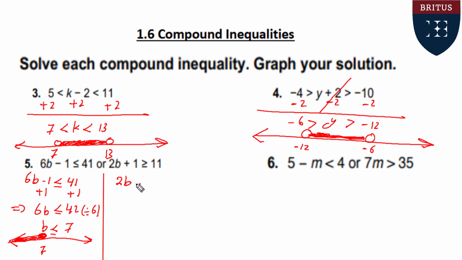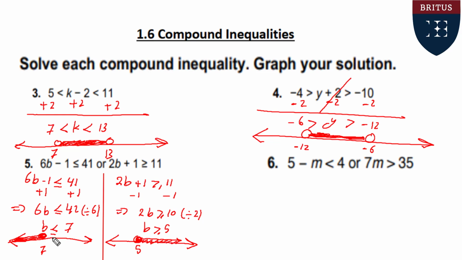So shade all the real numbers to the left of 7. Next, 2b plus 1 is greater than or equal to 11. Just subtract 1. We get 2b is greater than or equal to 10. Divide both sides by 2. Now b is greater than or equal to 5. Don't forget the equal sign, guys, in the main question. Okay, so shade all the real numbers to the right of 5.